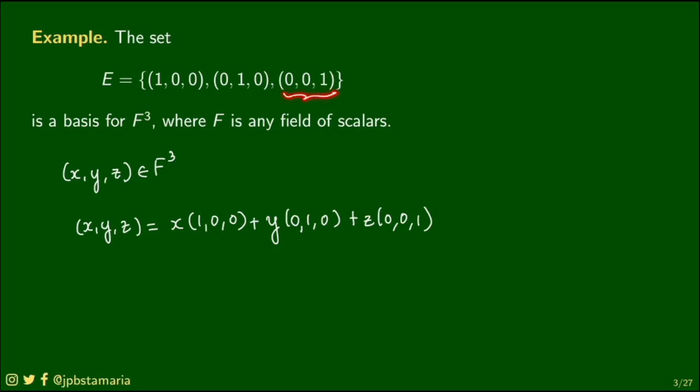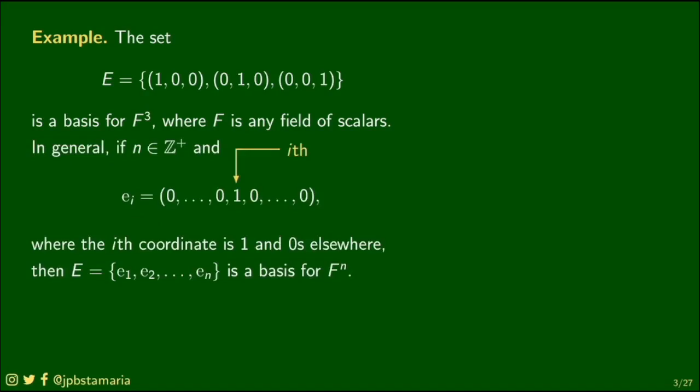Therefore, the third vector cannot be found in the span of these two vectors. Hence, this set E does not have a redundant vector. That's a quick way to check if E is linearly independent. Therefore, E is a basis for F^3.